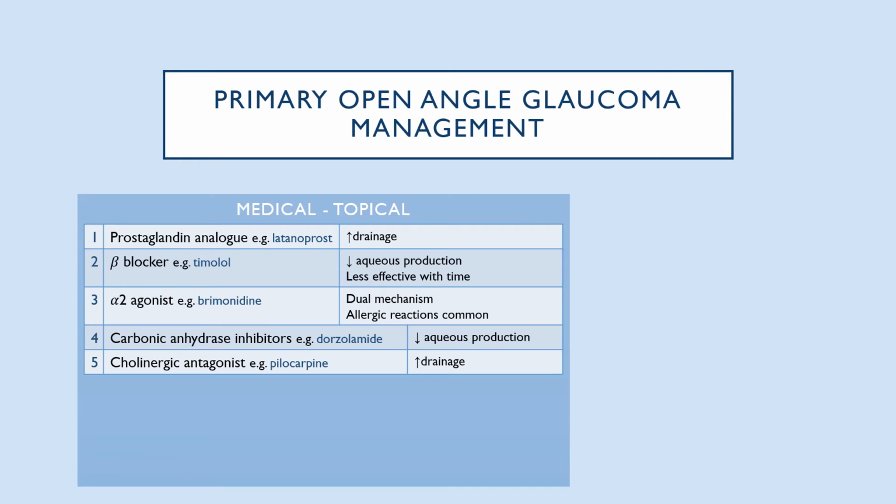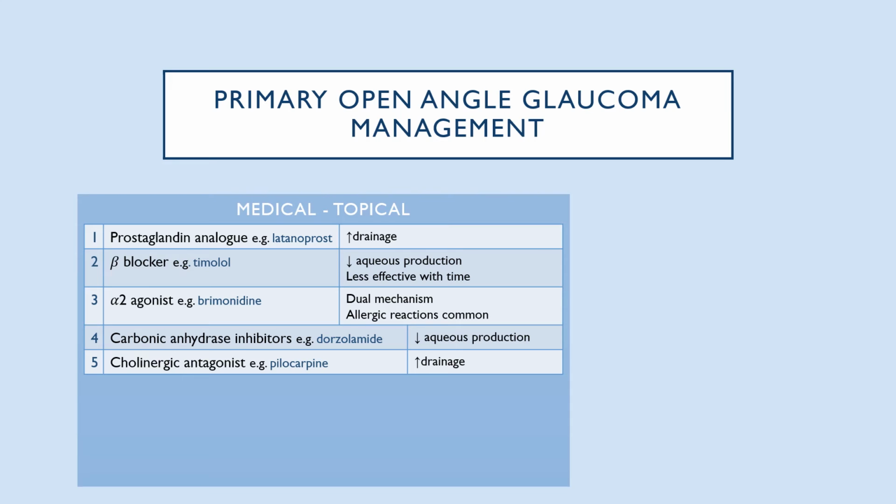So if we go through each of these in turn, so firstly you've got prostaglandin analogues, for example latanoprost. These increase the drainage at the uveoscleral angle. Some side effects of this include transient redness at the time of putting the drops in. The iris may change colour and become brown, or you might get hypertrichosis, so increased lash length.